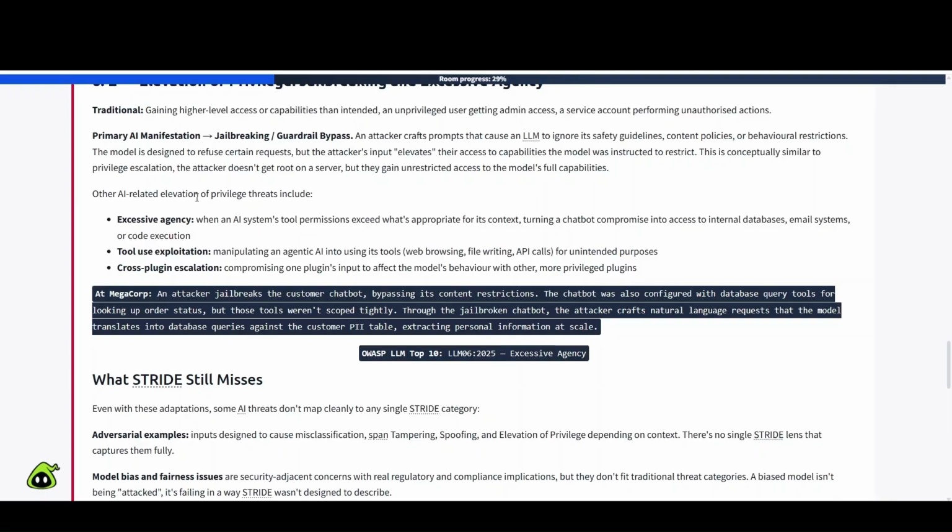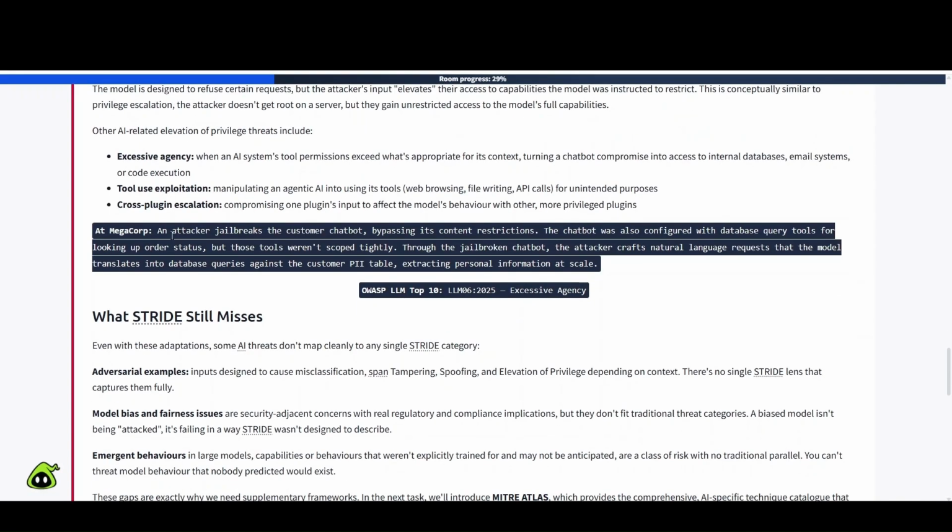Other AI-related elevation of privilege threats include excessive agency, when an AI system's tool permissions exceed what's appropriate for its context, turning a compromised chatbot into access to internal databases, email systems, or code execution, tool use exploitation, manipulating an agentic AI into using its tools, web browsing, file writing, API calls, for unintended purposes, cross-plugin escalation, compromising one plugin's input to affect the model's behavior with other more privileged plugins.